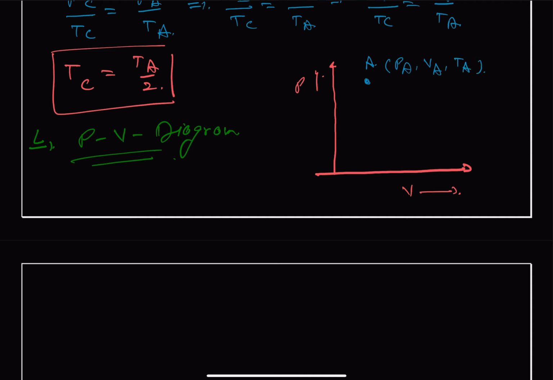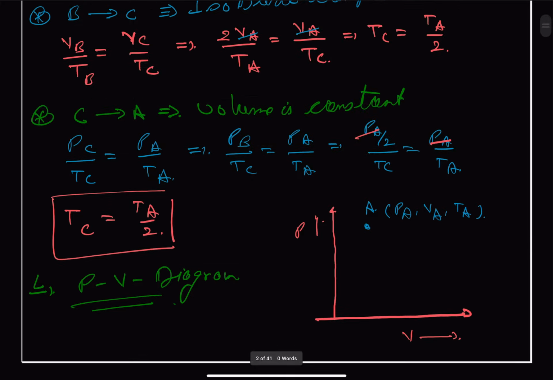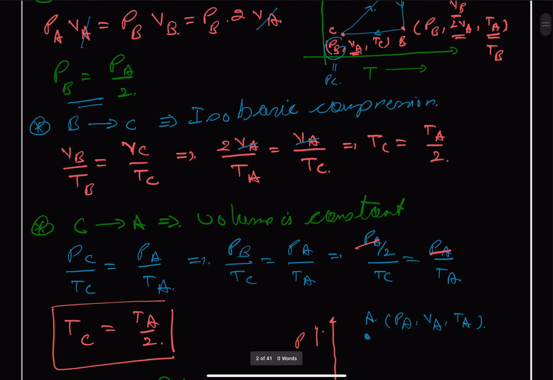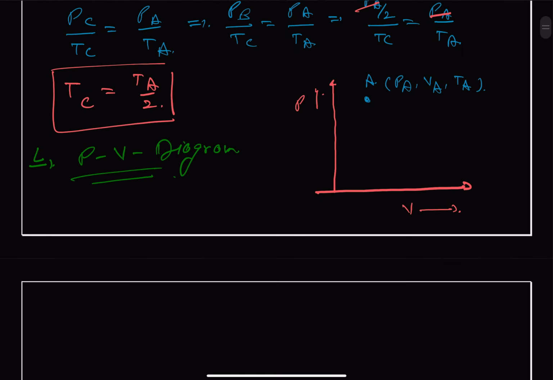Okay. It is given that isothermally expanded, volume becomes twice. So we can expand it, and we get this point, which is our B. Here at B, our pressure is PB, volume becomes twice of A, and temperature is still TA.